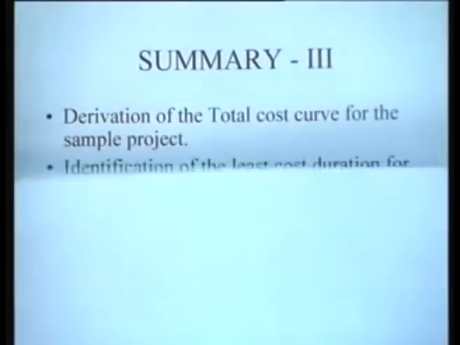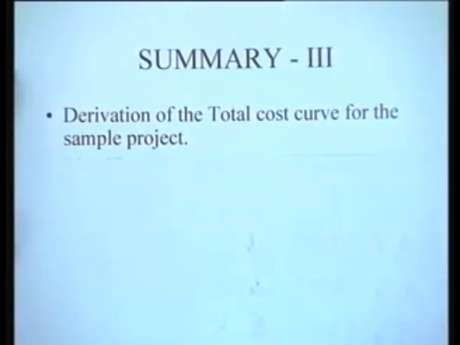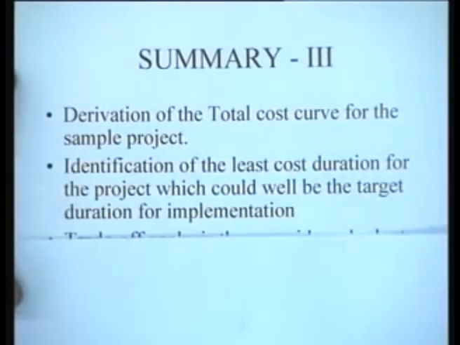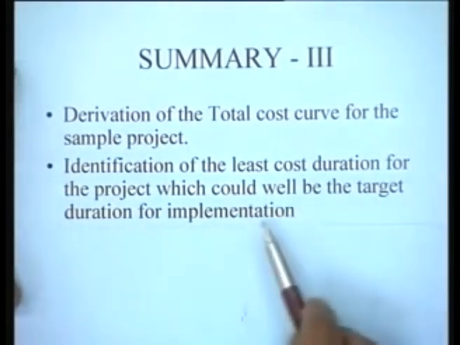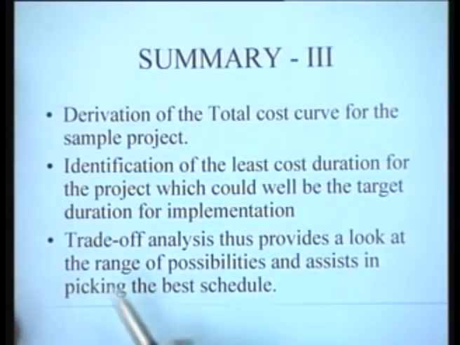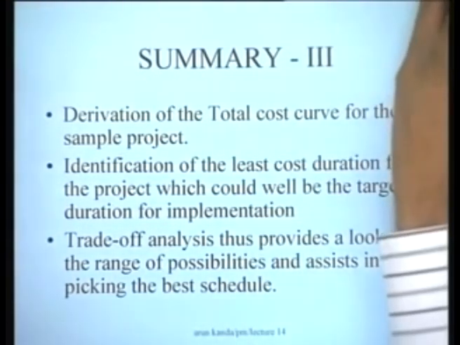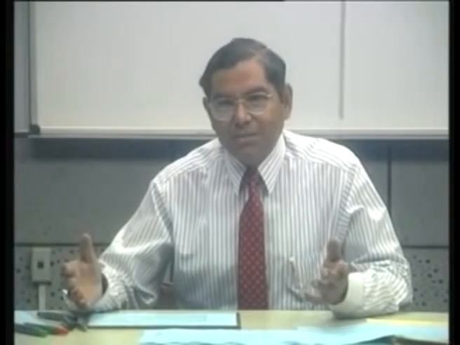And finally we did the derivation of the total cost curve for the sample problem, which is the sum of the direct and the indirect costs. We did the identification of the least cost duration for the project, which could well be the target duration for implementation, and we found in general that a trade-off analysis thus provides a look at the range of possibilities and assists in picking the best schedule. So as we saw, there were difficulties in doing this kind of analysis in a heuristic way. We will look at some optimal procedures for doing the whole exercise in our next lecture. Thank you.